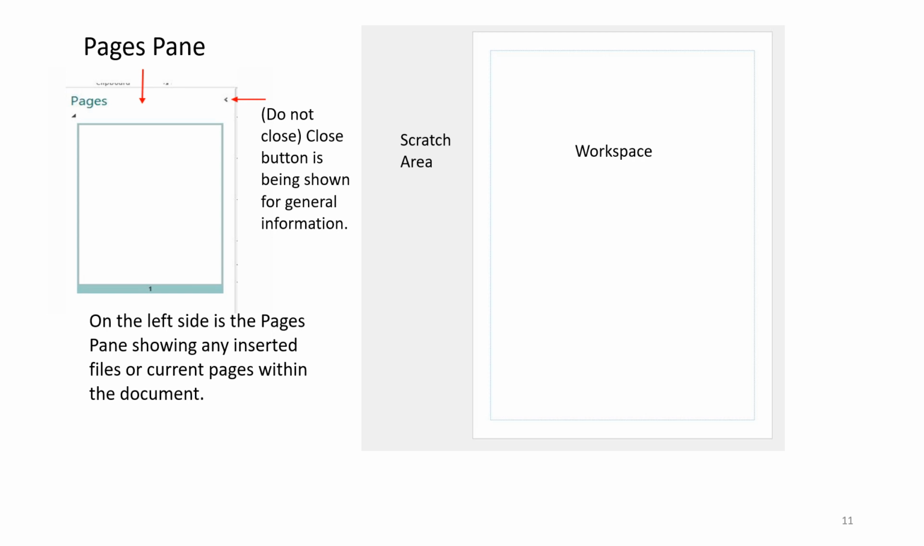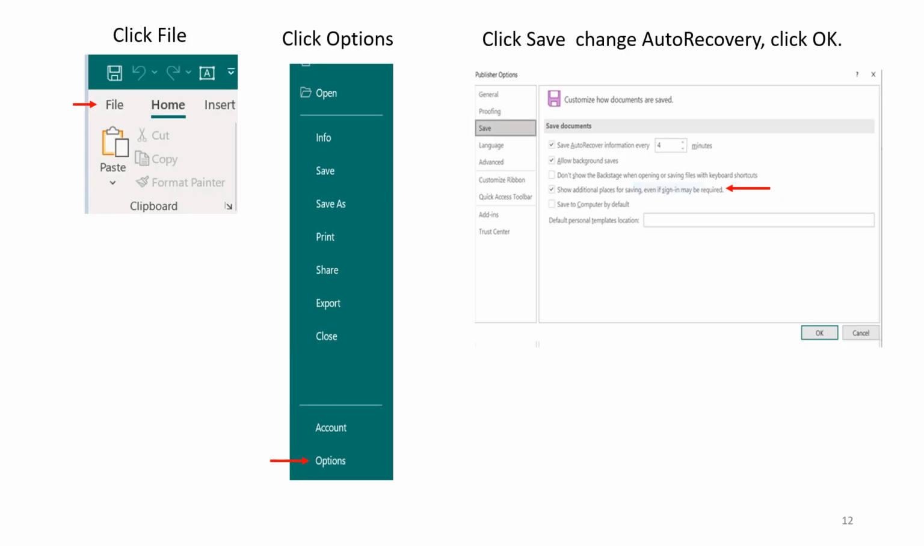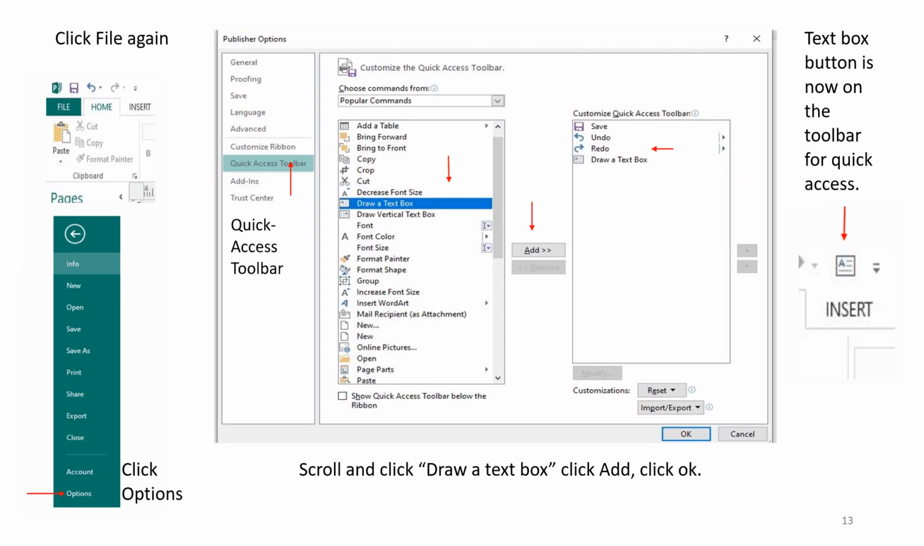Scratch area, Workspace. Click File, click Options, click Save, change Auto Recovery, click OK. Click File again, click Options, Quick Access Toolbar, scroll and click Draw a Text Box, click Add, click OK. Text box button is now on the toolbar for quick access.